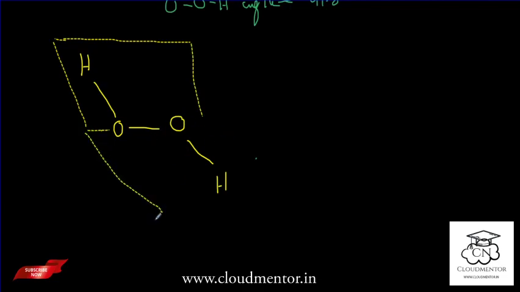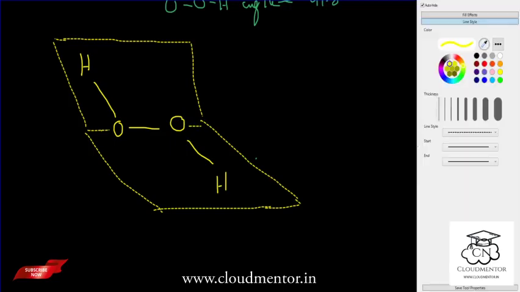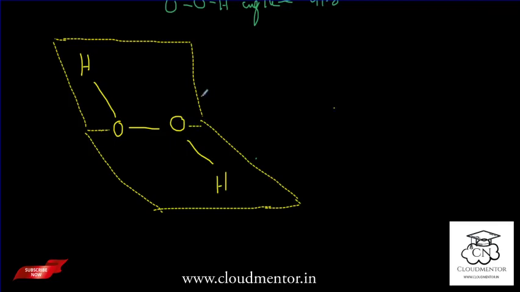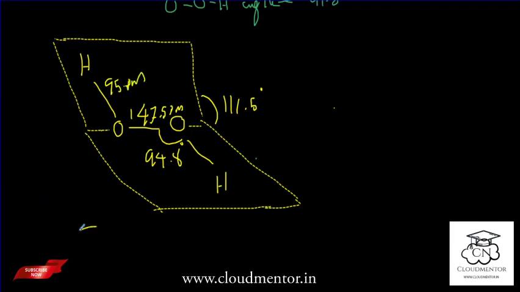Now it is like a notebook. This is how it looks, and the angle between them is approximately, this angle is 111.5 degrees, and this angle is about 94.8 degrees, and the bond length between oxygen and oxygen is 147.5 picometer. Here it is 95.0, that's 95 picometer. And this is for the gas phase.